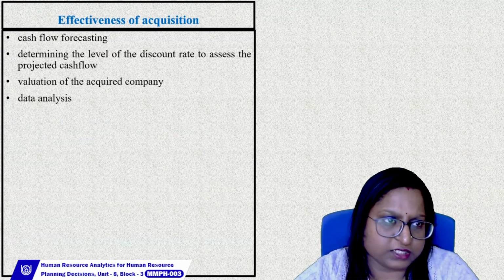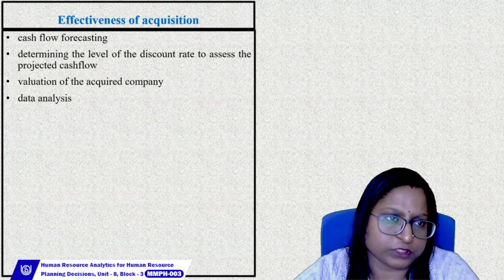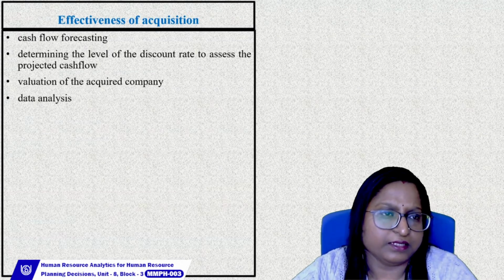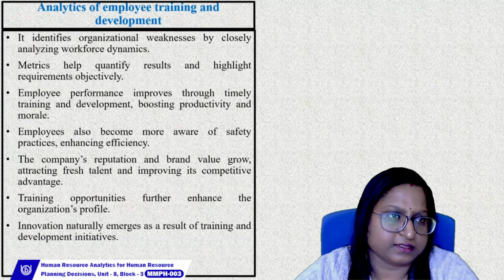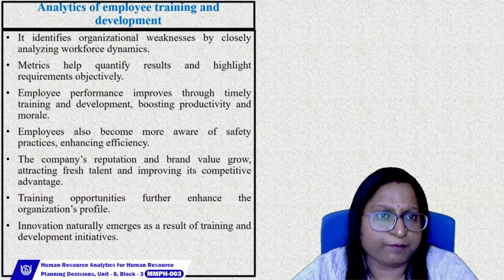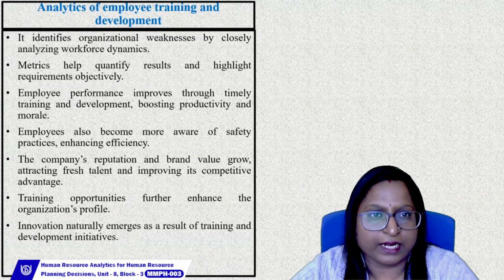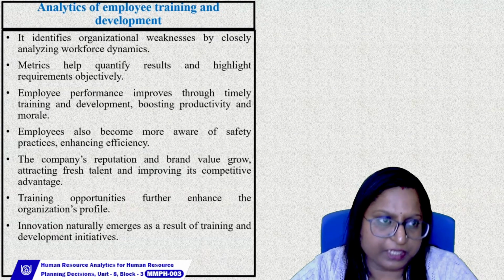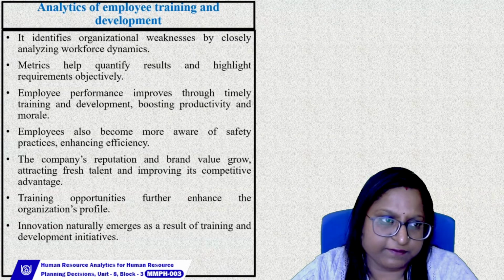First is cash flow forecasting, determining the level of discount rate to assess the projected cash flow and valuation of the acquired company. Then data analytics, analytics of employee training and development. It identifies organizational weaknesses by closely analyzing workforce dynamics. Metrics help to quantify the results and highlight the requirements objectively.